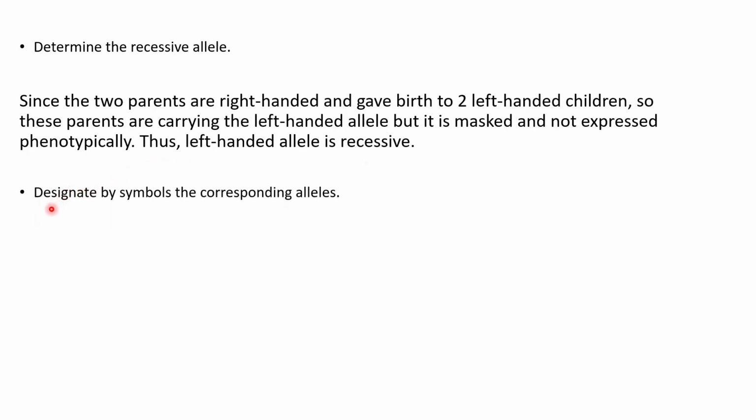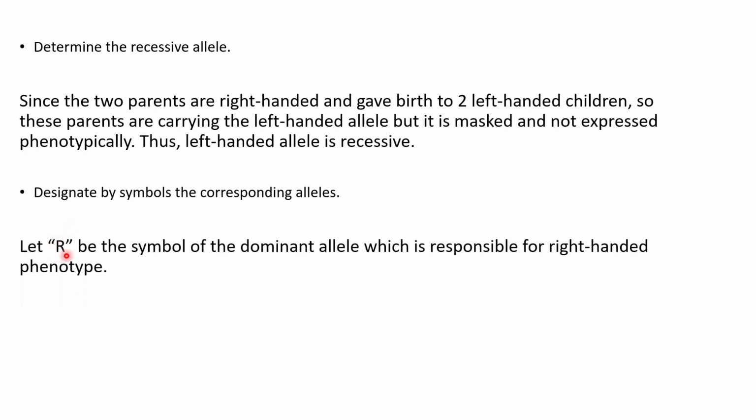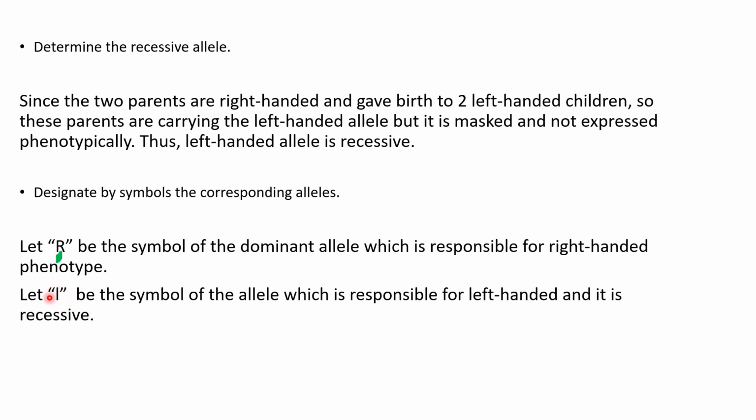The second question is to designate by symbols the corresponding alleles, as we did in the previous exercise last week. Since we have determined that right is dominant, and right starts with R, I'm going to designate by capital R the dominant allele, which is responsible for the right-handed phenotype. Since left is recessive and the first letter in left is L, I'm going to designate it by small l. We write: let l be the symbol of the allele responsible for left-handed, and it is recessive. It's the same as the previous exercise. So far, we have learned a new concept: how to determine a recessive allele and how to prove that it is recessive in this way every time.